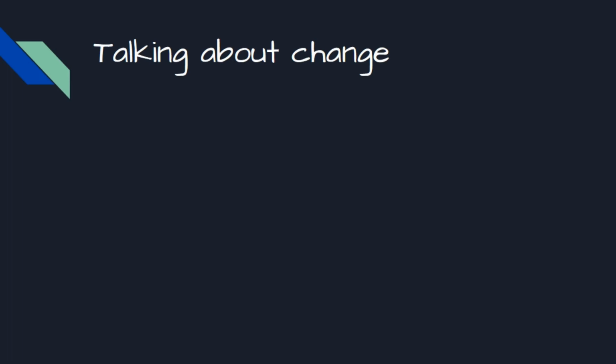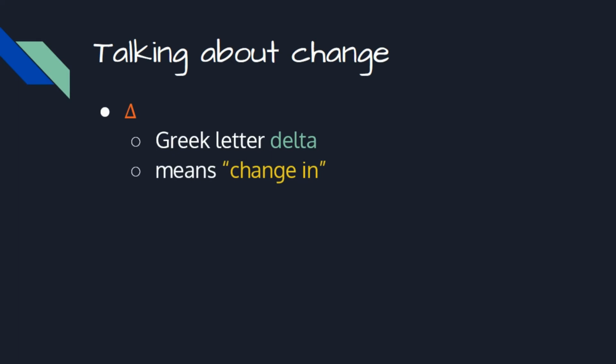When we're talking about change, there's some notation, some symbols that we use to help simplify things as we're writing this all out. Because writing change in energy is going to take a long time. So we have symbols to help us with that. We're going to use this symbol here. This is the Greek letter delta, the capital delta. It looks like a triangle, and it means change in. So whenever you see a triangle like that before a variable, we're talking about a change in.